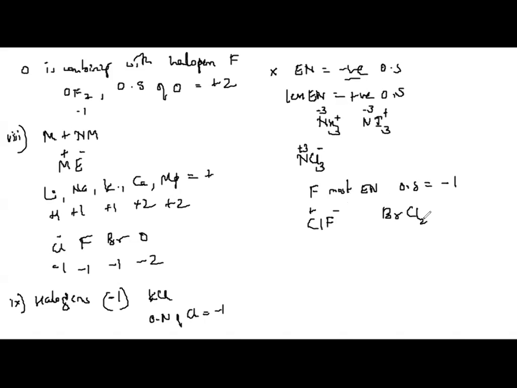BrCl, let us say, chlorine will have -1, bromine will have +1, because bromine is less electronegative than chlorine. Is that right? One more example, BrCl3 I have. It is an interhalogen compound. Oxidation number of Cl is how much? It is -1, because chlorine is more electronegative. Oxidation number of Br is +3. Okay.